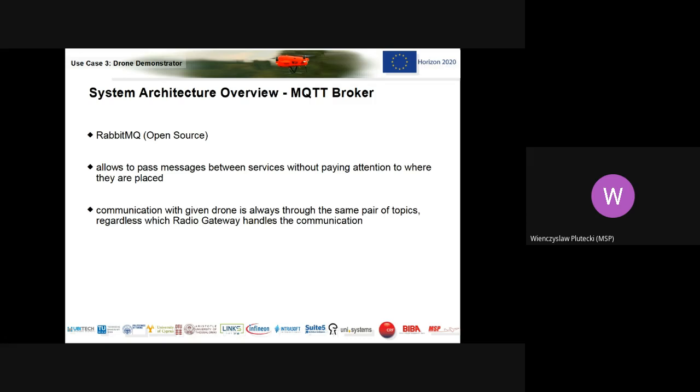The central part of the system is the MQTT Broker that allows us to pass messages between services. We chose RabbitMQ, which is open source software, and it allows us to pass messages between services without paying attention to IP addresses, to the locations. Especially, we don't need to care which radio gateway handles the communication with a given drone at the moment. We just send a message on a topic that is tied to a particular drone, and one of the radio gateways will pick it up and send it over the radio to the right drone.